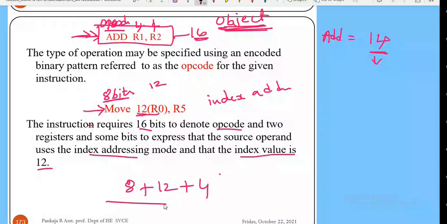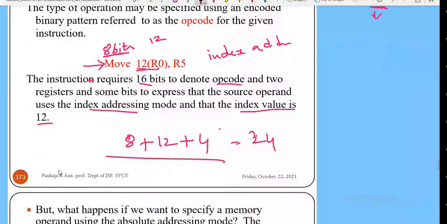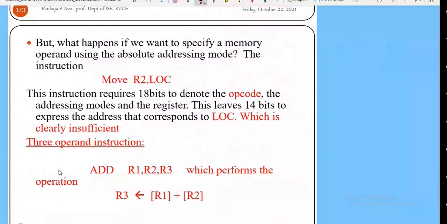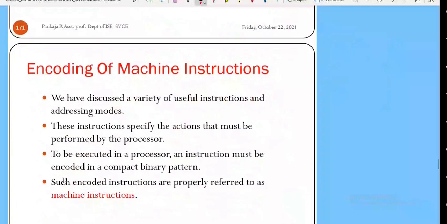So how much is it? You need 24 bits to encode this instruction. It is going to vary from one instruction to another depending on what type of addressing mode you use. This mechanism is what we call encoding of machine instruction, how instructions are encoded. Here we are taking the example of 32 bit.